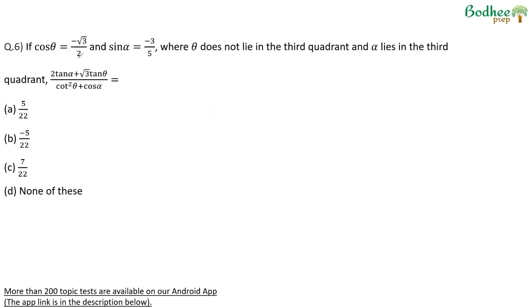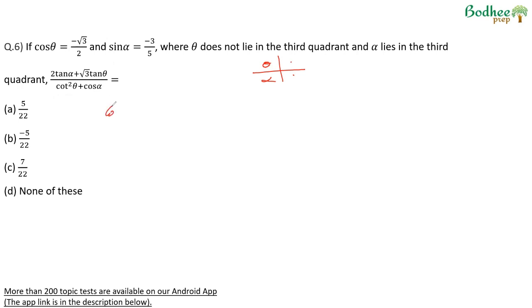Cos theta is minus root 3 by 2. Theta does not lie in the third quadrant. Since cos theta is negative and theta is not in the third quadrant, and cos is positive in the first and the fourth quadrant, theta has to lie in the second quadrant. Alpha lies in the third quadrant, so here only tan is positive. Sin alpha is minus 3 by 5. We need tan alpha, tan theta, cot theta, cos alpha.